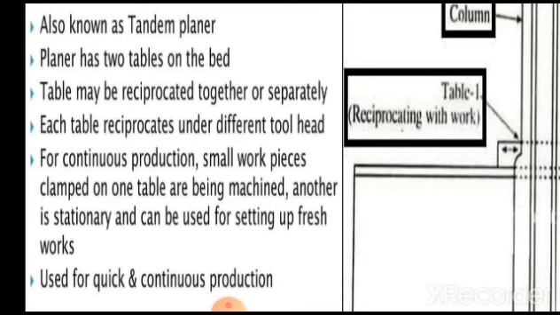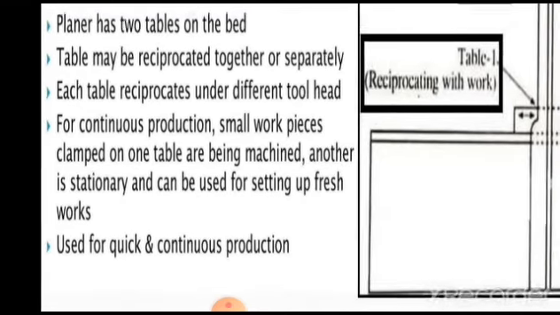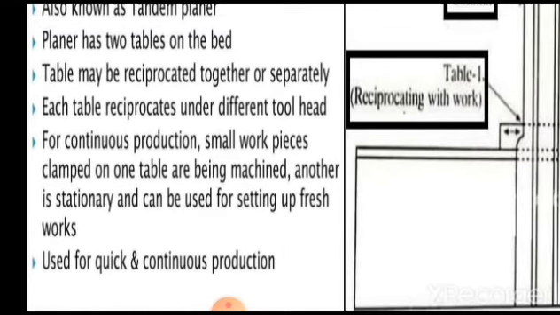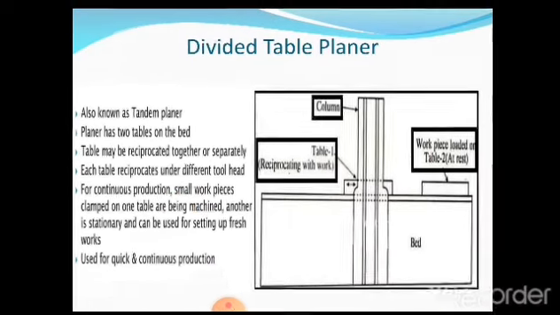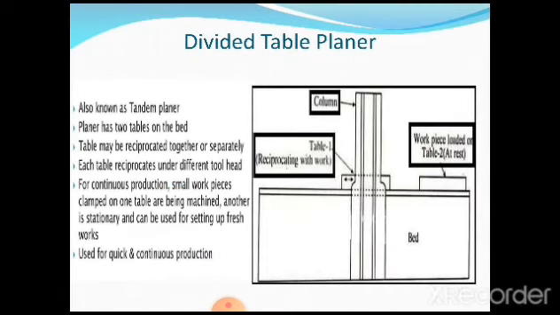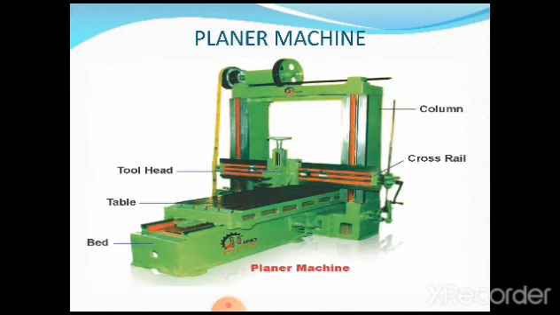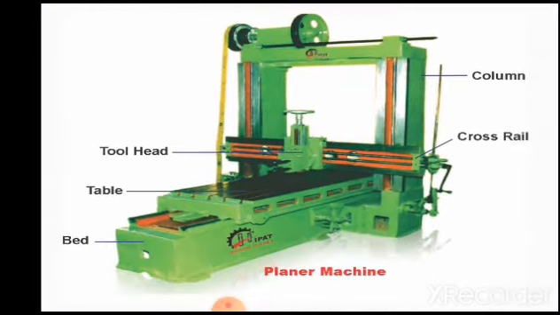Now, especially for the mass production of the same type of job, it is possible to use both the tables or either of them continuously for production very quickly. That is the main plus point of this divided table planer, used for quick and continuous production. Small and mass production of identical jobs can be done very quickly, as the design itself is such that more workpieces are machined in a very small time. So this is the actual construction of a planer machine, how it looks.